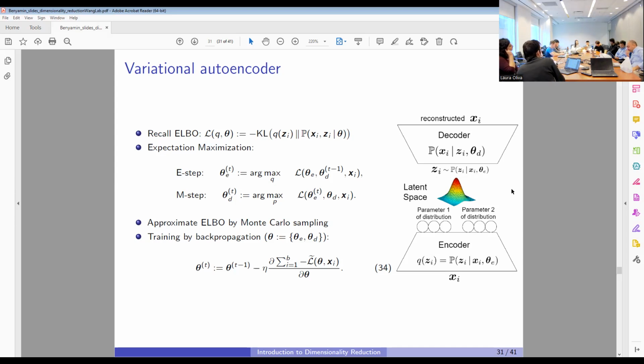They also approximate the ELBO by Monte Carlo sampling. So it's different from a reconstruction autoencoder in that you need to sample in the latent space, because they are doing Monte Carlo approximation, right? And you can also train by backpropagation where you don't do the E step and M step. You optimize the whole thing in one shot, but you still need Monte Carlo approximation for calculating the ELBO, right?